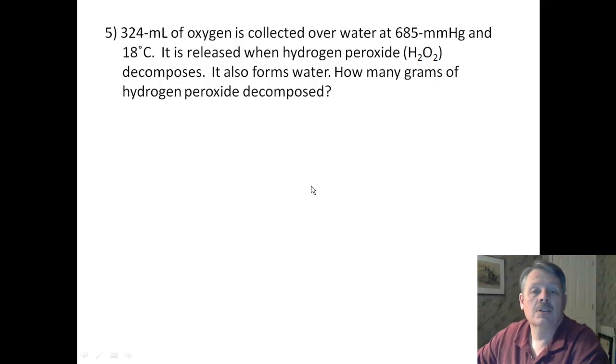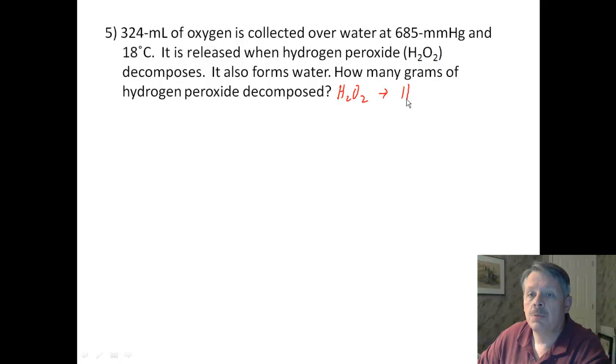All right, this is the last one we're doing on this podcast, number 5. It says we have hydrogen peroxide and it's decomposing. So let's write down hydrogen peroxide decomposing. We have H2O2 decomposing into H2O plus O2. We notice we have 3 O's over here. We need an even number of O's, so I put a 2 there and a 2 there. So we have 2 hydrogen peroxides, 2 waters, and 1 oxygen.